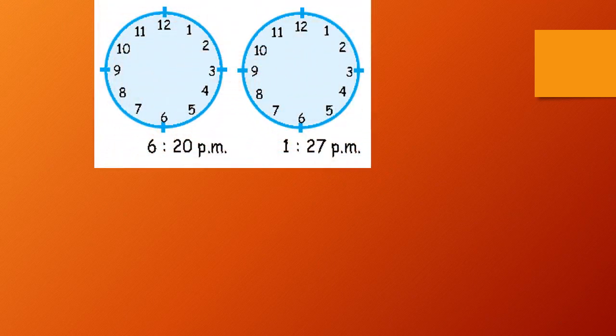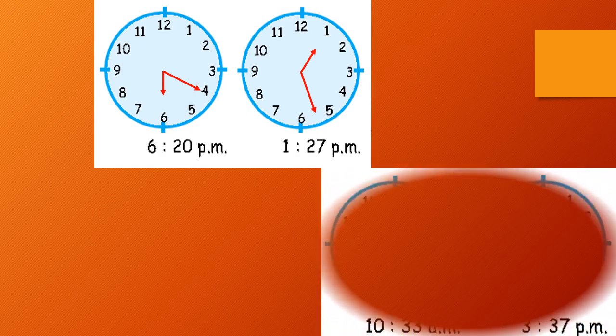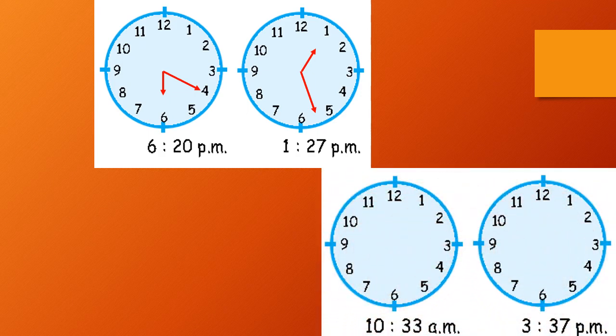6:20: the short hand at 6 and the long hand at the minute number 20. 1:27: the short hand at the 1 and the long hand at the minute number 27. 10:33 a.m.: the short hand at the hour number 10 and the long hand at the minute number 33.